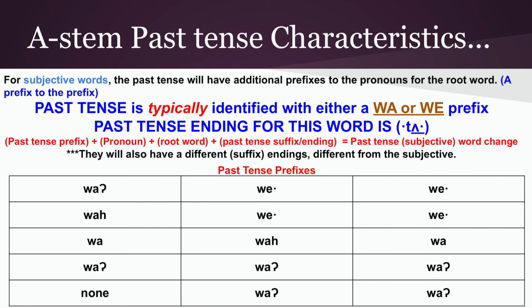Okay, so A-stem past tense prefixes are wa, wa glottal, for me. For you, it's wah, W-A-H, and then it's just wah for him, W-A glottal for her. There is no prefix for she or it. In the second column, it's W-E drag, way, same thing for you two. For two males, it's wah with the H, and then the bottom two females, and me and someone else, it's wah, W-A glottal. Top of the third, it's W-E drag for all of us and all of you. For three or more males, it's wah, and then for the last two, three or more females, or me and two others, it's W-A glottal.